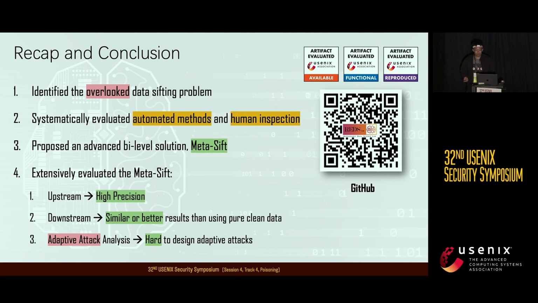All right, so in conclusion, we've spotlighted the overlooked issue of base set purity amidst poisoning attacks. And after evaluating existing methods in human inspection and realizing their limitations, we introduced Meta-Sift. Our solution is open source here, and we were awarded the availability, functionality, and reproduced badges. Exploring alternative solutions to the data sifting problem is quite crucial at the moment. While Meta-Sift offers a solid foundation, refining the clean ratio versus selection ratio can be a really interesting topic in the future.